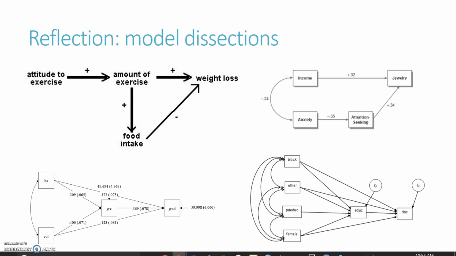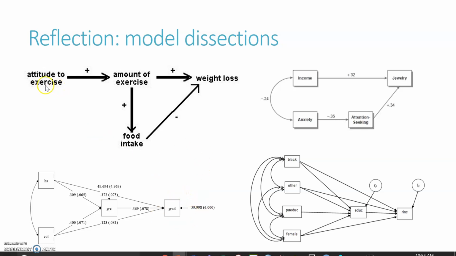So I want you to take a minute and go through the reflection document, reflection number 1, and dissect all of these models. The first thing I do when I look at one of these models is ask, what is the dependent variable? Most of the time, these are written from left to right as we read. So you look for the very last one. That is the dependent variable. That's kind of the focus of the model. Here we're focused on jewelry. Here is that rink thing. Here's graduation.